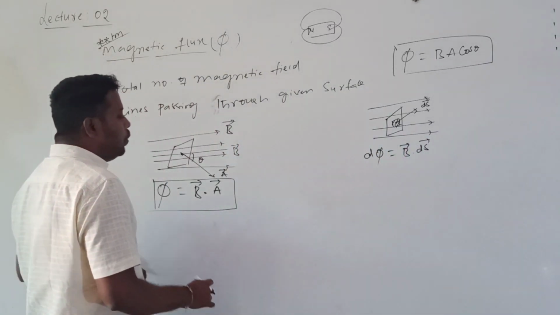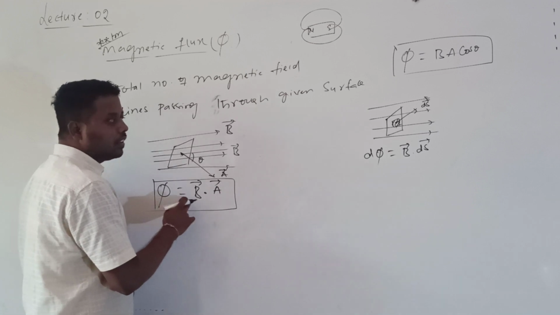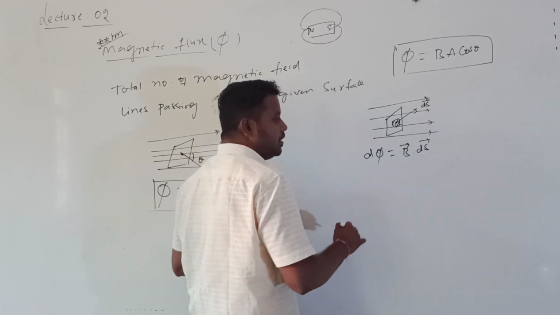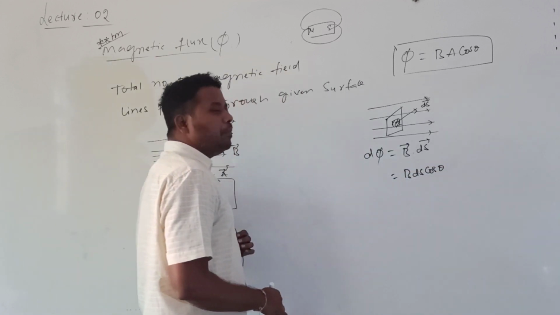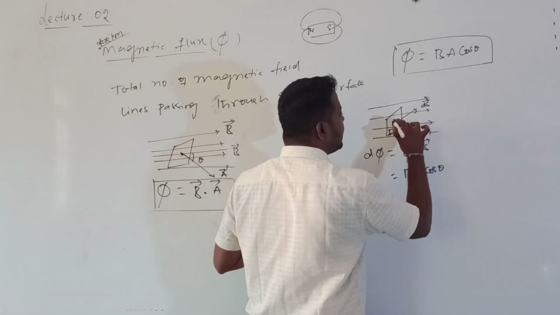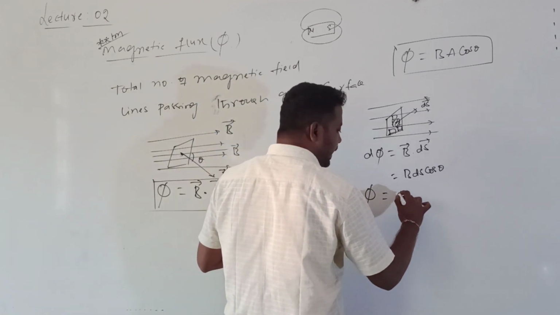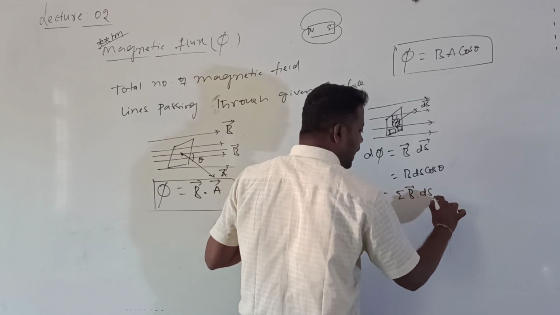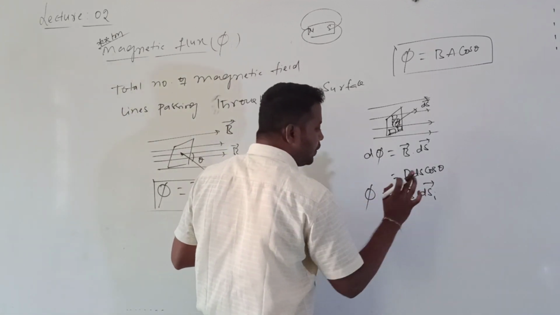What is the difference? When the total area is given, B bar dot A bar will give you the total magnetic flux. When a small area is given, the magnetic flux is B bar dot ds bar, which is given by B into ds into cos theta. If the magnetic field is everywhere uniform and you divide the total area into a number of elements, how can I calculate the total magnetic flux? The total magnetic flux will be the summation of B bar dot dSi bar. This is the formula whenever the magnetic field is uniform.